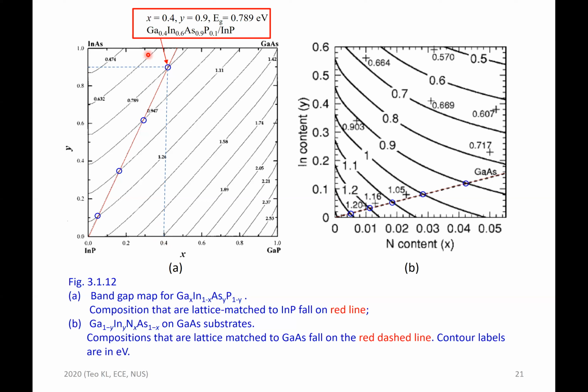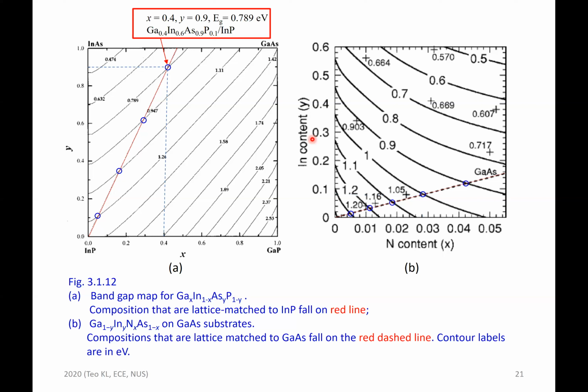That is how a contour plot of the x and y composition looks like. Of course, you need to measure more contour lines of the band gap so that the separation gets narrower and narrower, and then it is easier to find the intercept. This is basically the line of intercept. Any contour line that intersects this red line will be lattice matched to indium phosphide.